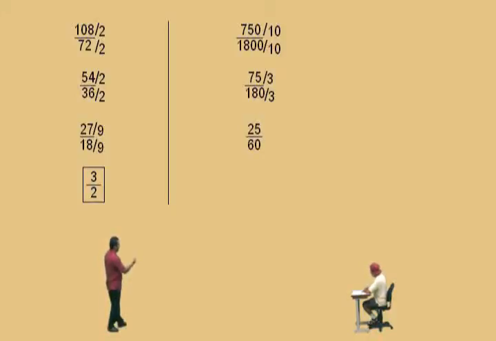Now, Charlie, what number divides evenly into 25 and 60? 5. It's a 5. So now we'll use the 5. 25 divided by 5 is what? 5. Okay, 60 divided by 5? 12. There you go, 5 twelfths.